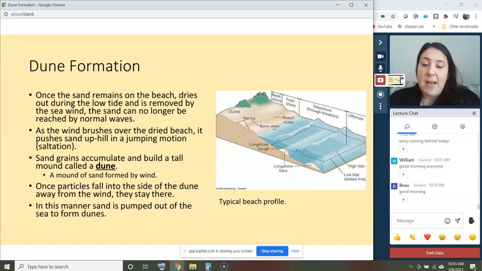And so in this manner, the sand is pumped out of the sea, dried, and moved by winds up into the upper beach to form dunes. And so this is a typical beach profile where you have dunes in the backshore area, and then in the foreshore you get some areas that are impacted by waves and tidal activity where the sand is constantly reworked in that surf zone.